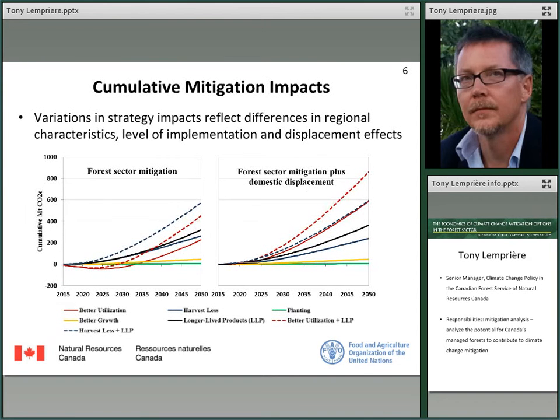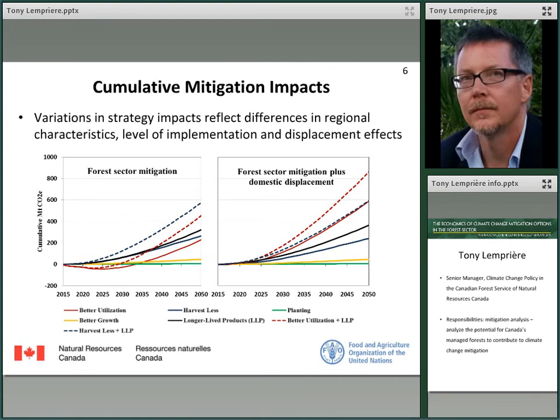And now we can start to look at the results. Now, strategies had quite different mitigation impacts over time, shown in these 2 graphs, which show cumulative mitigation to 2050 in megatons of carbon dioxide equivalent. The left figure shows mitigation impact in the forest sector, so it's considering ecosystem and harvested wood products, but not displacement. Now, just looking at forest sector mitigation on the left side, we can see that a strategy of harvesting less and producing more longer-lived products appears best, resulting in almost 600 megatons of mitigation cumulatively over the 2015 to 2050 period.